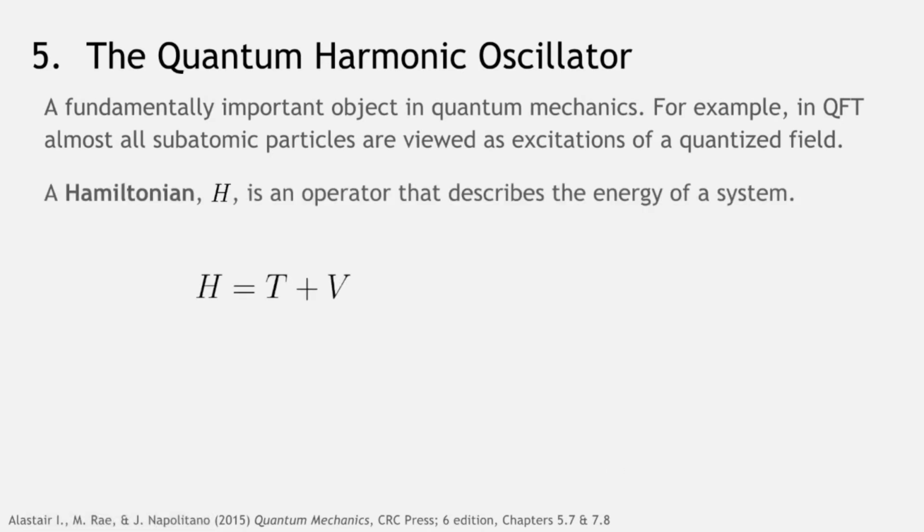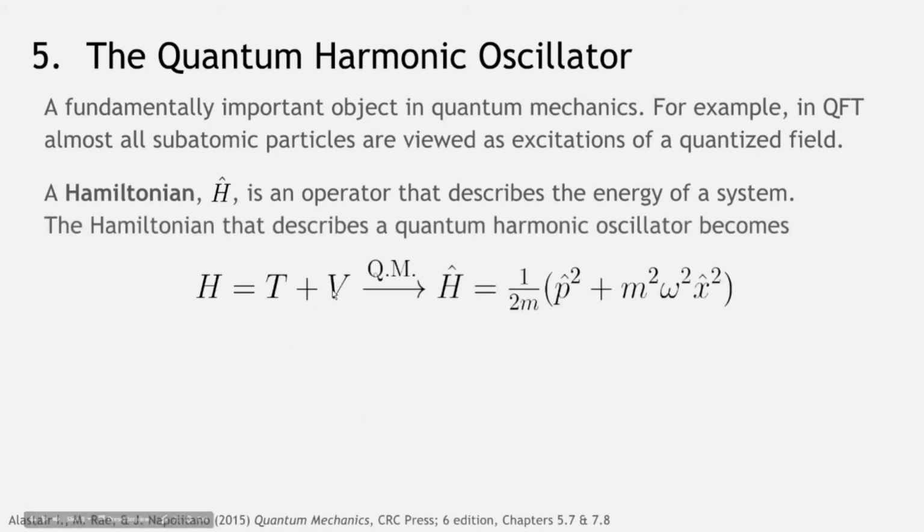Most of quantum mechanics is done by analyzing the energy of a system using Schrödinger's equation and an object called the Hamiltonian. Classically, this is just the sum of the kinetic and potential energies. But when we transition to quantum mechanics, the momentum becomes an imaginary differential operator, and position and momentum lose their commutativity. So this is the quantum mechanical harmonic oscillator. Omega is the frequency, m is the mass, x is the position operator, and p is the momentum operator.